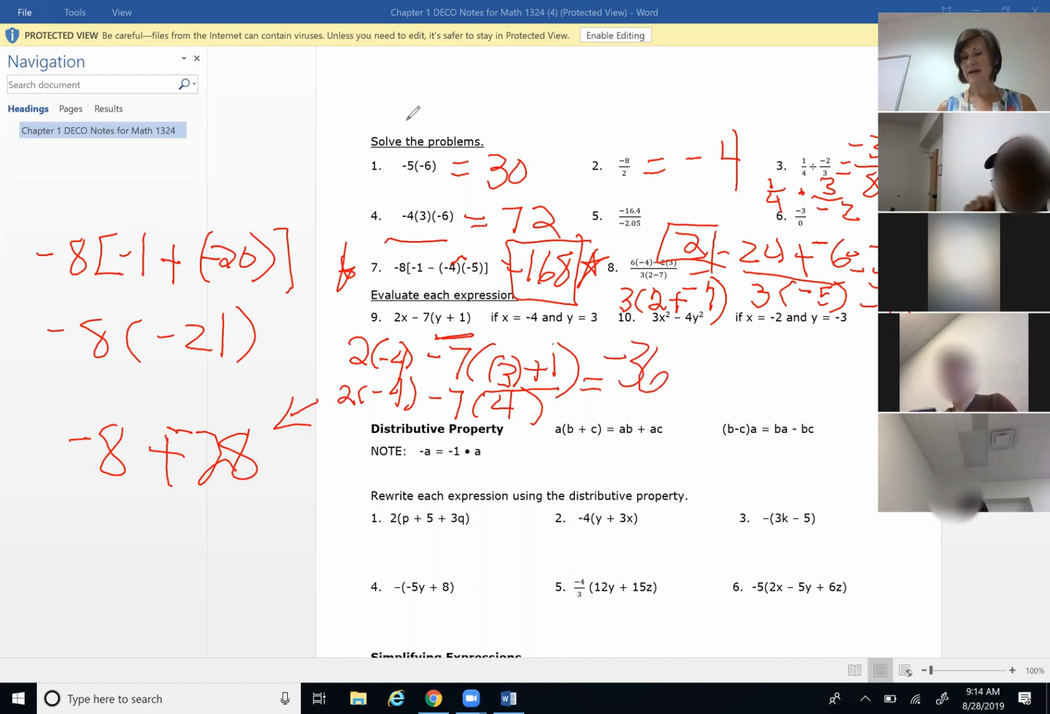Make sense? Okay. Now, let me show you this one on 10. I've got 3x squared minus 4y squared, and they're telling me what numbers to put in for x and y. So I'm going to do the 3, put a parenthesis and a square, minus 4, a parenthesis and a square. And where the x was, I'll put in negative 2, and where the y is, I'll put a negative 3.